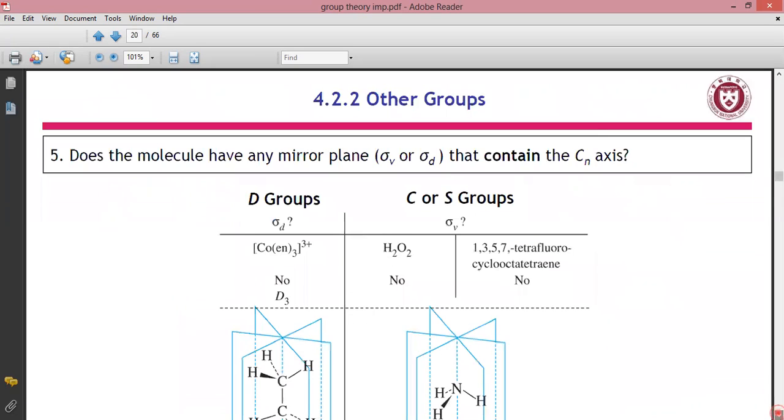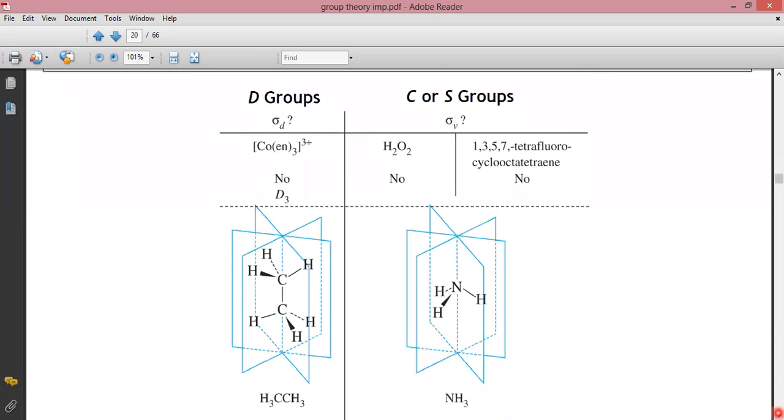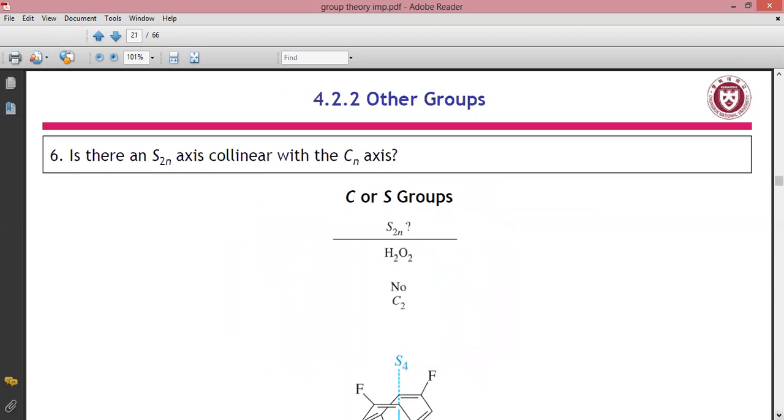Okay. Now see in the next, Co(en)3 3+, they don't have this. Does it have a sigma d present? No, they don't have a sigma d. That is why this is called the D3 point group only, because it has a C3 and 3 times C2 axis present. Okay, and if you see this example NH3, they have a sigma v present. Sigma v is present. That is why this NH3 is called the C3v point group.